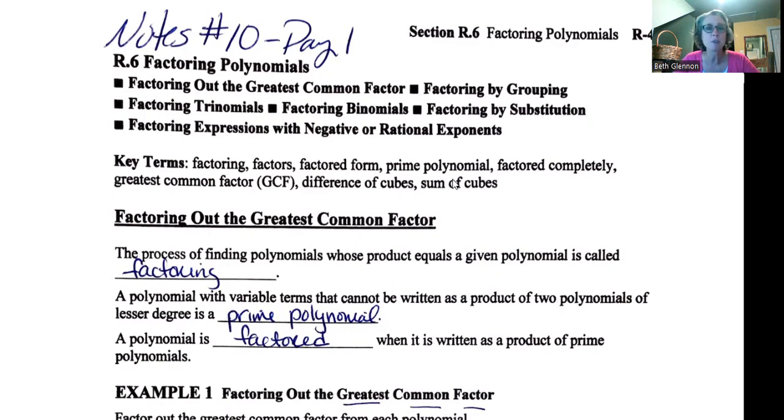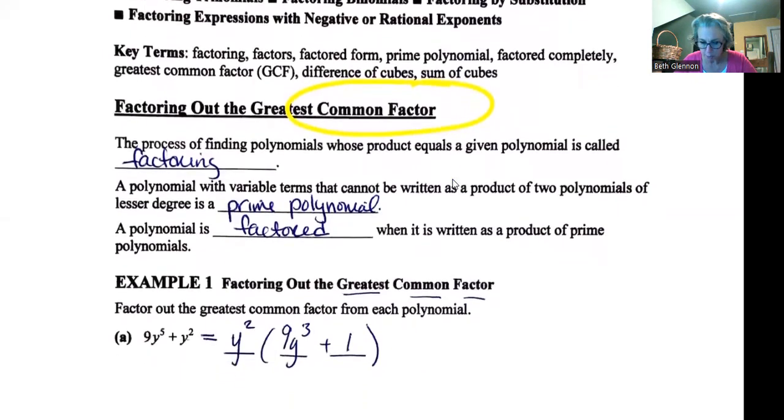The first step of factoring is always to pull out the greatest common factor. And I know you're super familiar with that, because this is where factoring starts. We're going to find the greatest common factor. We're going to pull that out.